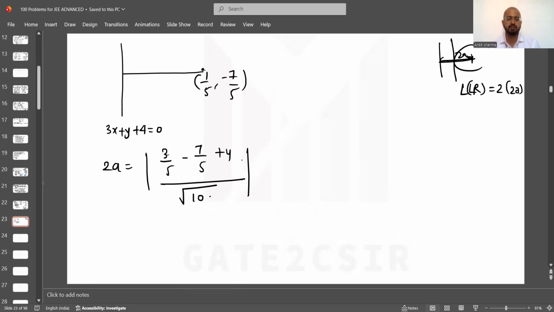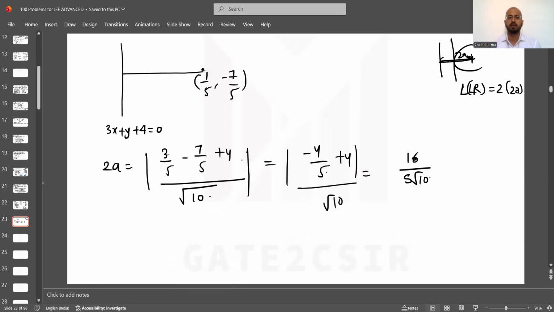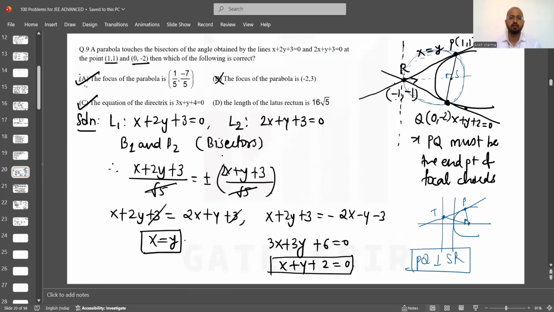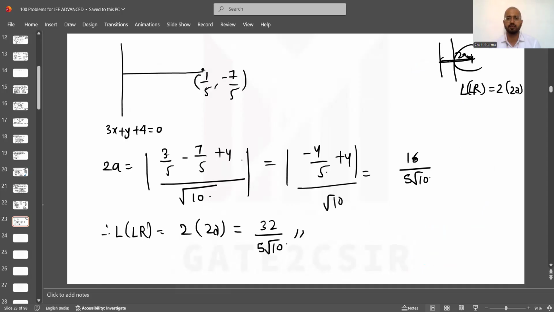That means I can get here 3 minus 7 is minus 4 by 5. So this gives me minus 4 by 5 plus 4 on root of 10, which is 5 into 4. 20 minus 4 is 16 by 5 root of 10. So therefore the length of the latus rectum will be 2 times 2a, which is 32 by 5 times root of 10. And this is given to be 16 root 5. That means D is incorrect. So that means only A and C are correct. Let's go for the next one.